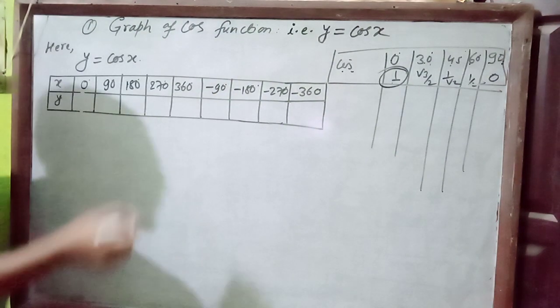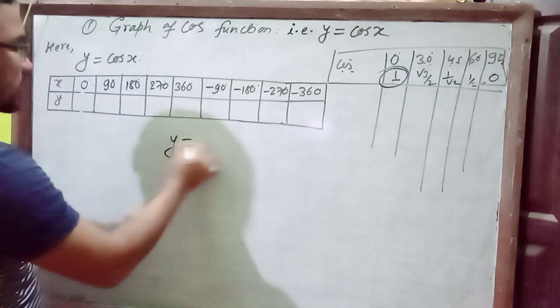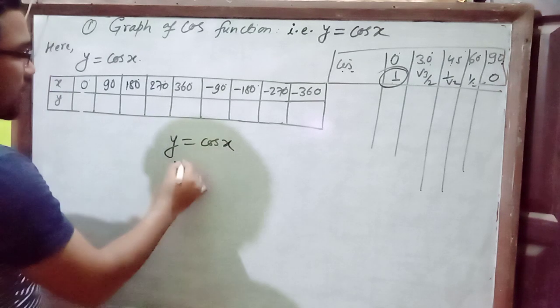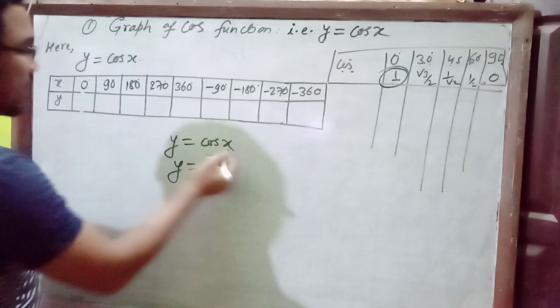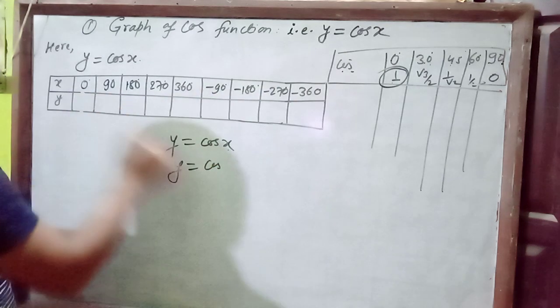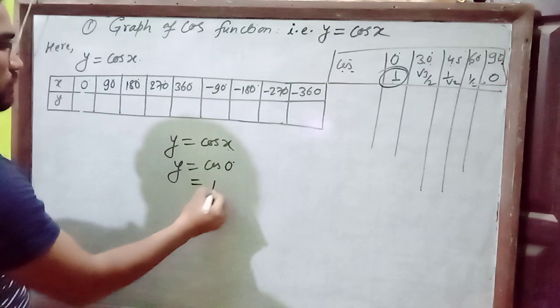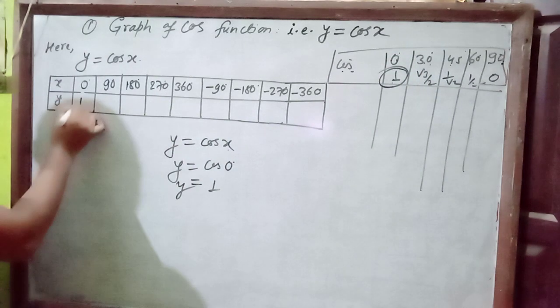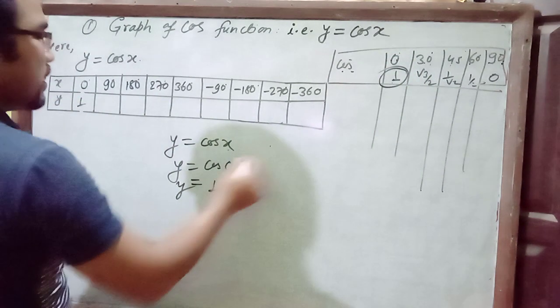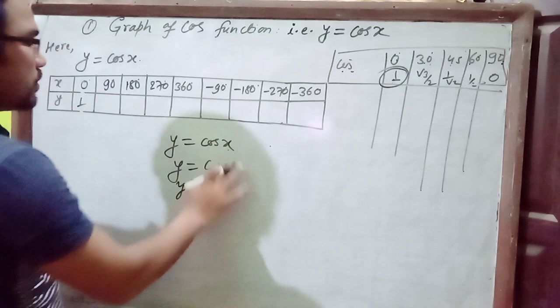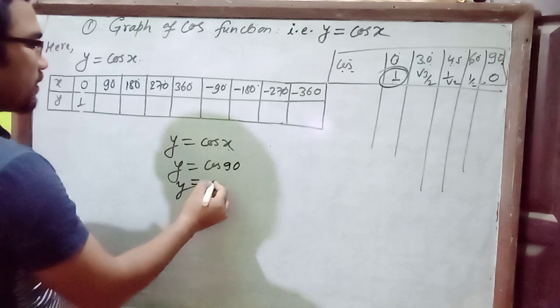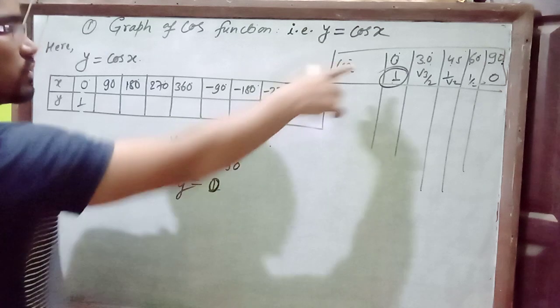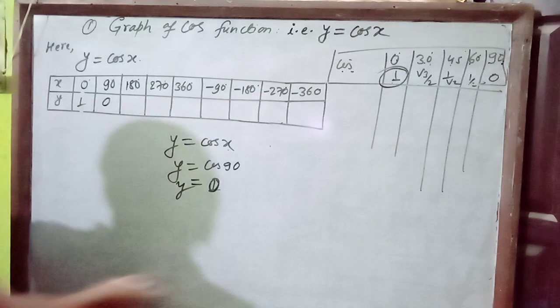Okay. Now let's find the values. y is equal to cos x. You know, in cos x, in place of x we can put these values. 0 we can put first of all. Cos 0 value is 1. So here y equal to 1 comes. Here value 1 we can put. Again, in place of x, 90 we can put, cos 90. The cos 90 value is 0. You know, cos 90 value is 0, we can put here.